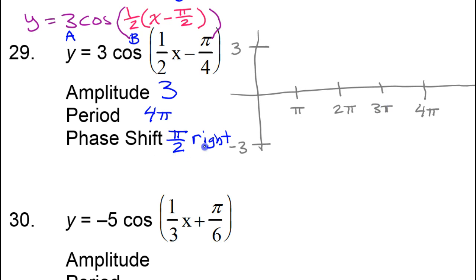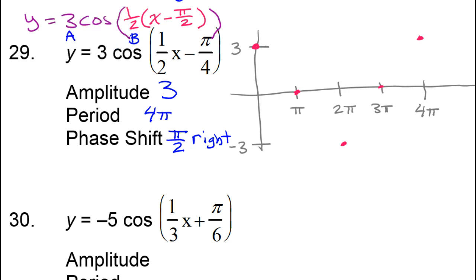Now, we're going to have a phase shift to the right, but we'll save that for later. Let's look at what the graph would look like without the phase shift. So this is a cosine function. And a cosine function will start at its highest value, and then fall to the midline, and then go to its lowest value, back to the midline, and then end the period at its highest value. So this is what the function would look like with no phase shift.